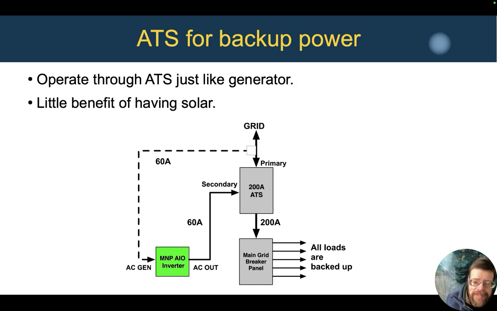Instead, the loads are served either by the utility or the solar, but they're never operating in parallel. This is more similar to how we would do a standard backup generator. So here's one way of wiring it. We have our transfer switch, and instead of a fuel-powered generator going into the secondary, we have the output of our inverter going in there. And then if we want to charge the batteries from the grid, we have a 60 amp feed going into the generator input of the inverter.